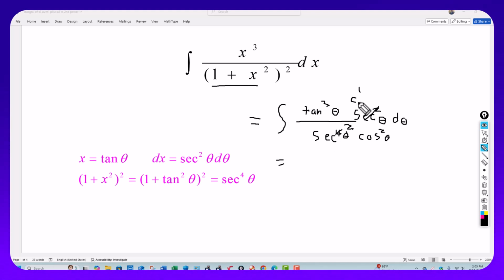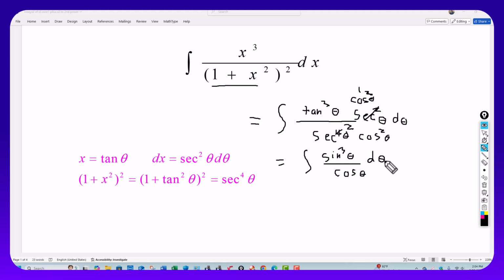And then in the numerator, I'm going to multiply also by cosine squared theta. Otherwise it's not legal. And then in the numerator, we have sine to the 3rd over cosine to the 3rd. So reduce that also to sine to the 3rd theta over cosine theta. And I still have the d theta.